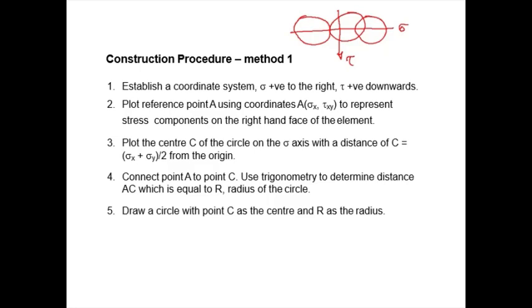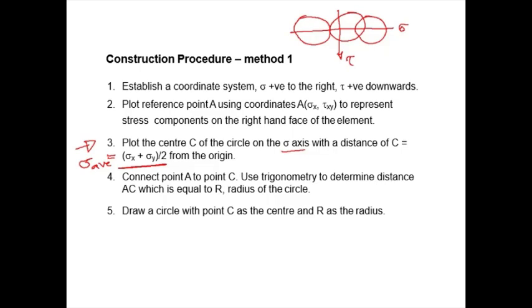Okay, then after determining the coordinate system and also location of axis, what you then do is you go to step 3, plot center of the circle. Now the center of a circle is just the point where you find the average value of the normal stresses. So it's sigma x plus sigma y over 2, or that is sigma average. Okay, remember that equation is sigma average. So plot sigma average point first on the normal stress axis or sigma axis.